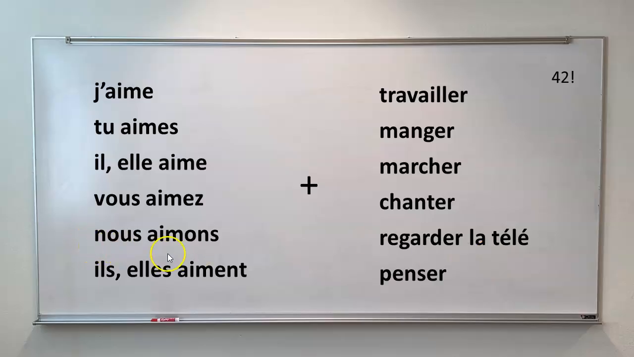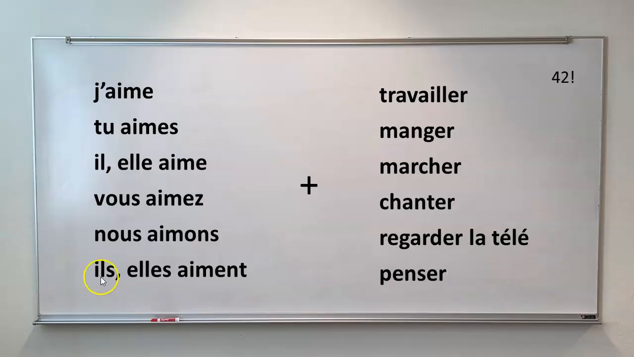We like, nous aimons. We like to work. Nous aimons travailler. We like to eat. Nous aimons manger. We like to walk, nous aimons marcher. We like to sing, nous aimons chanter. We like to watch TV, nous aimons regarder la télé. We like to think, nous aimons penser.